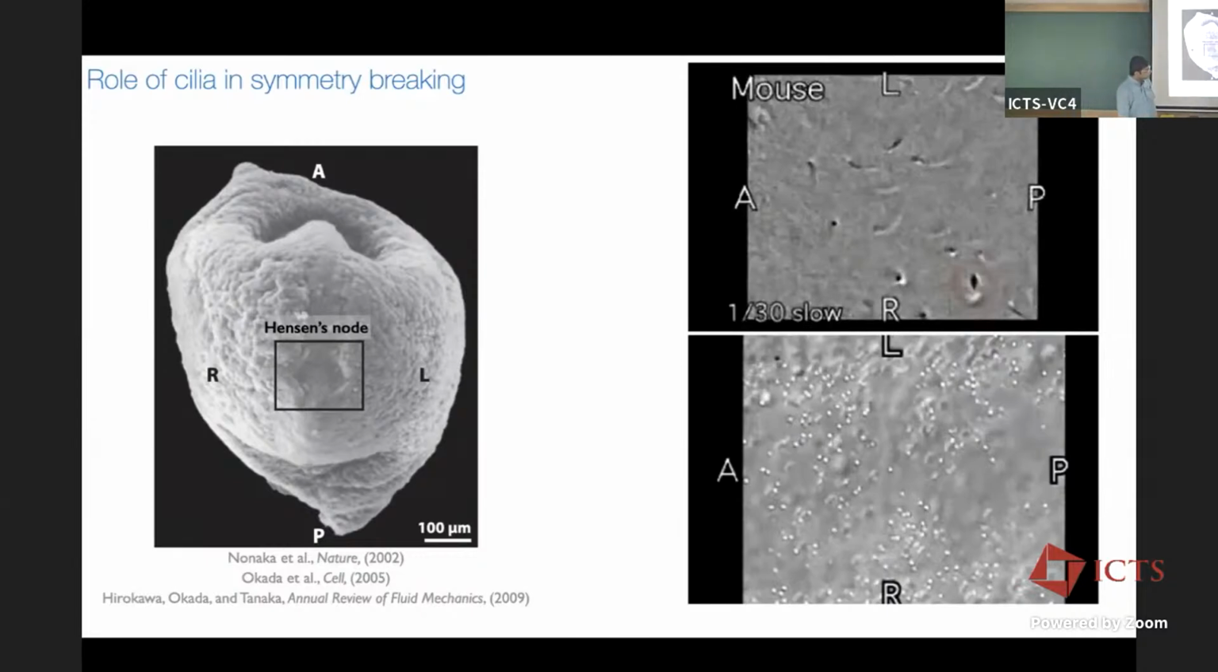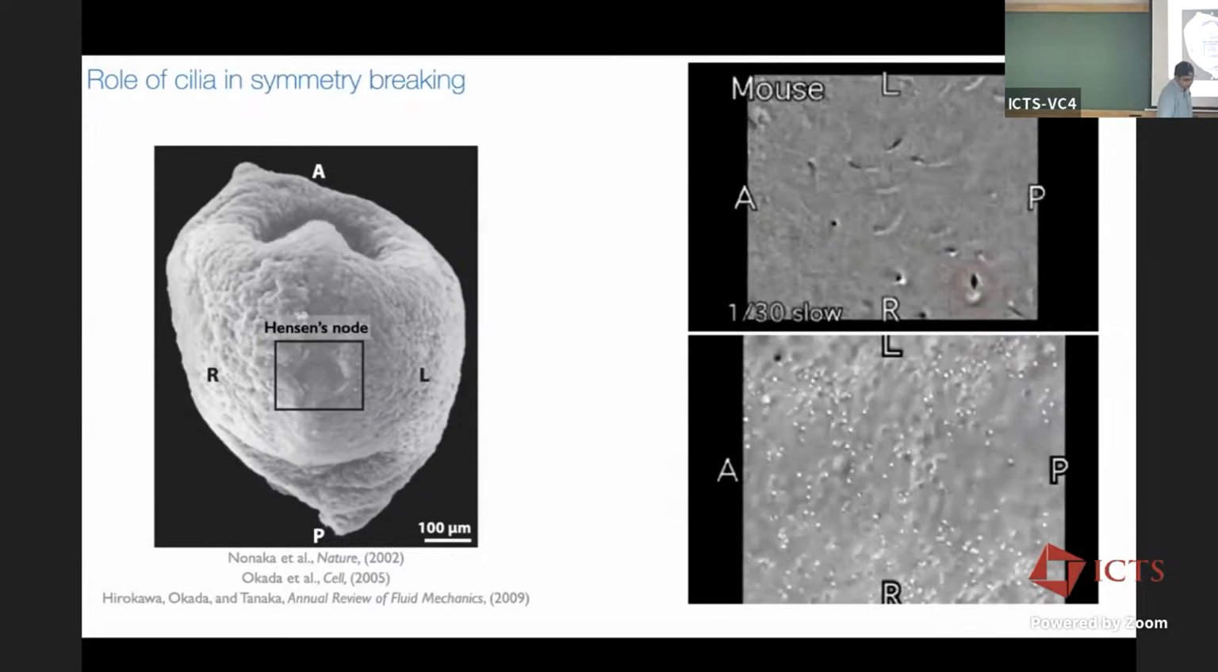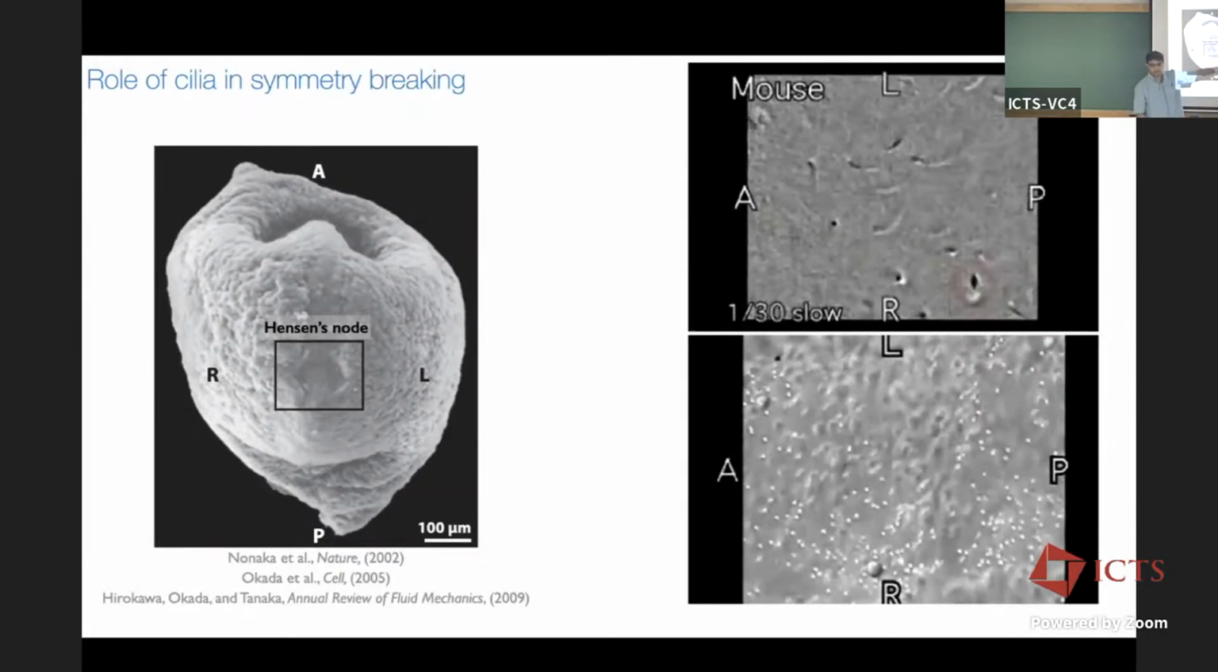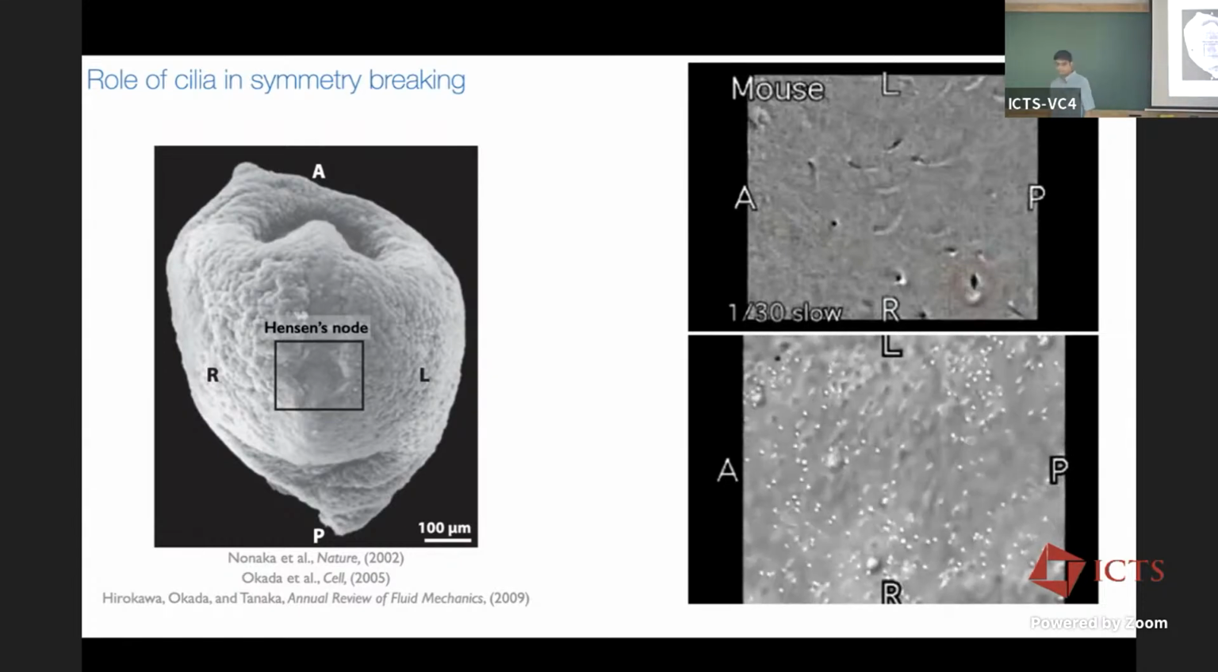And what they do is that they create a flow that goes from the right-hand side to the left-hand side of the chamber. So there are some particles that you see going from right to left, and that's what this flow is doing. Now the hypothesis is that this flow then interacts with chemical messengers on either side of the chamber, and these interactions eventually lead to the symmetry breaking of the embryo.